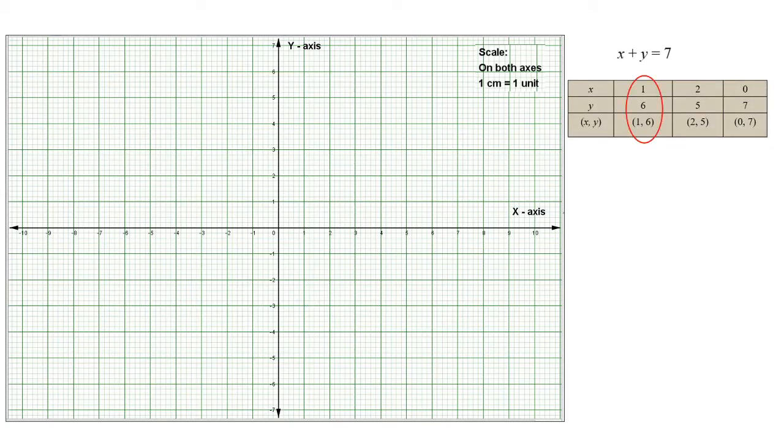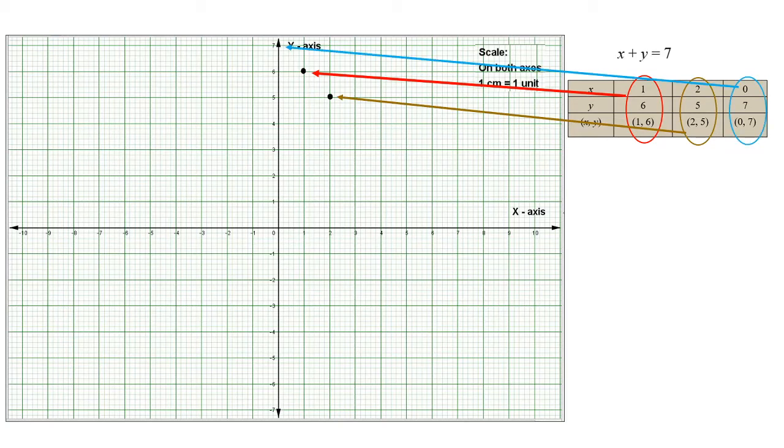First point is 1, 6. We plot it. It will be here. Let us see here, 1 on x-axis and 6 on y-axis. The point corresponds to that. Second point 2, 5 will plot here. 0, 7 can be plotted here and it will be on the y-axis because its x coordinate is 0. Now all these 3 points are in a straight line. So take a scale and draw the line passing through them. And don't forget to write the equation at one end of the line.